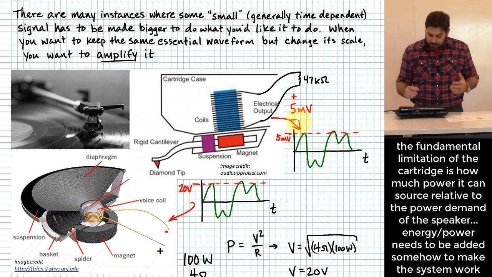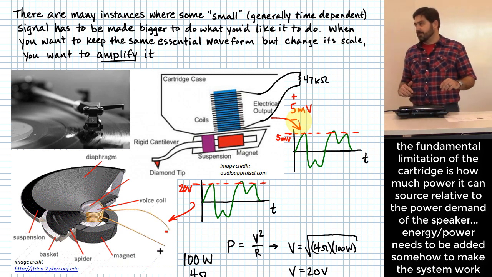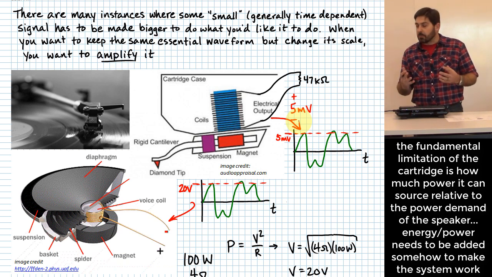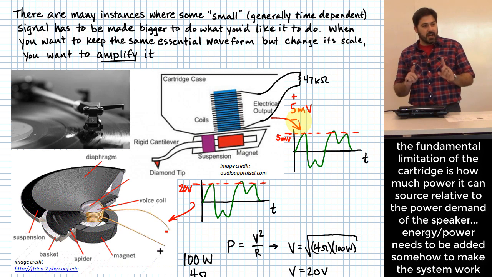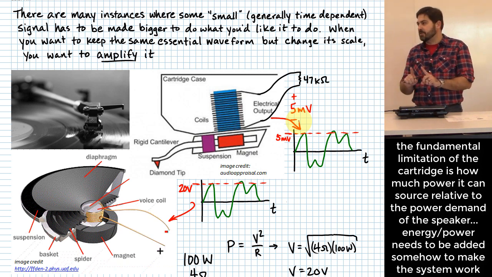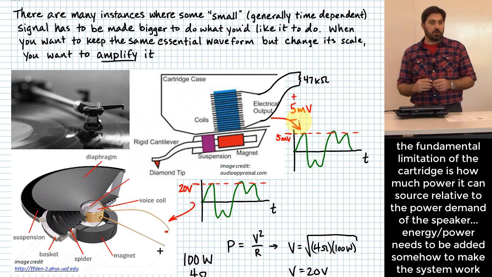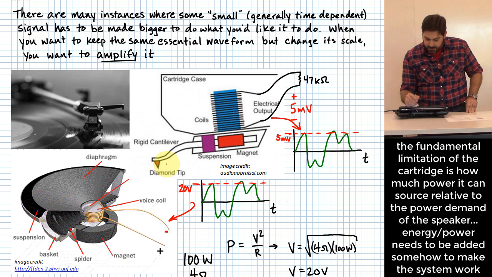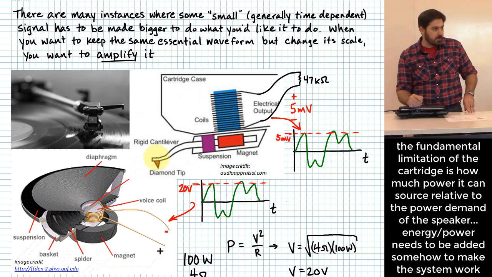Before I leave this little picture right here, I want to do one other thing to show you the essential problem of what we're trying to do. The essential problem is actually not so directly related to things like voltage. It's actually more directly related to energy or power. How much power are we producing by this little diamond tip vibrating on this record player?